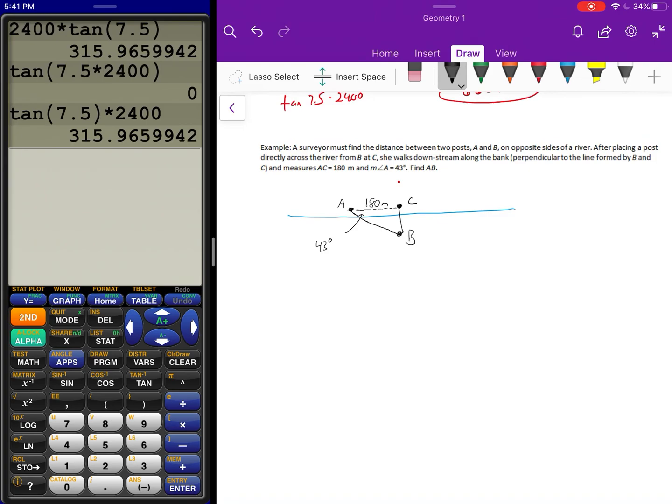So obviously it would be hard to find that length if there's a river there to try to put a tape measure across there or whatever it might be. So they're going to use some trigonometry. So we see we have a triangle here. We're trying to find the length of AB. Let's call it X.